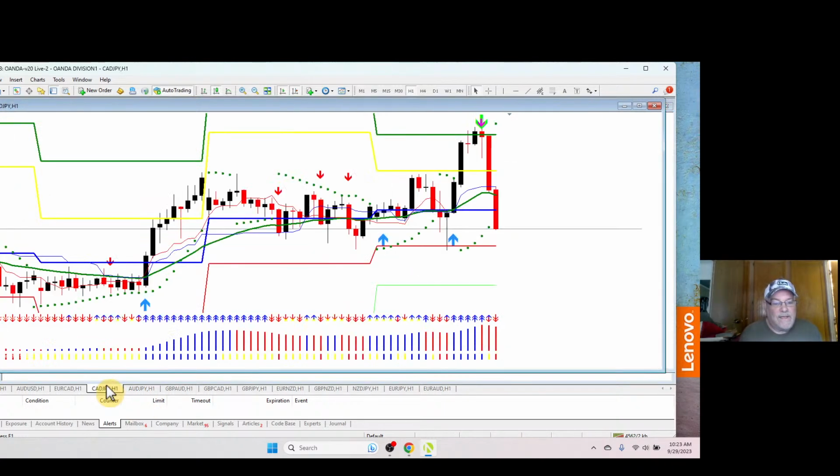So, but the CAD yen with it, all that, well, you didn't have an opportunity to sell in the 1 hour. Just boom, nothing. You'd have to have a retracement, and too late to be doing that now.